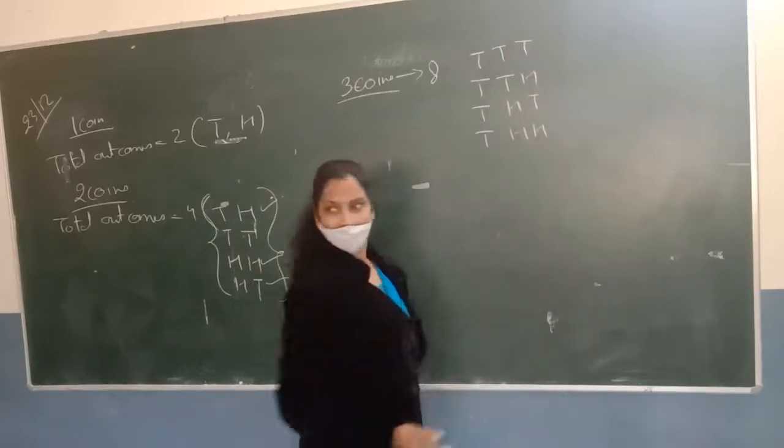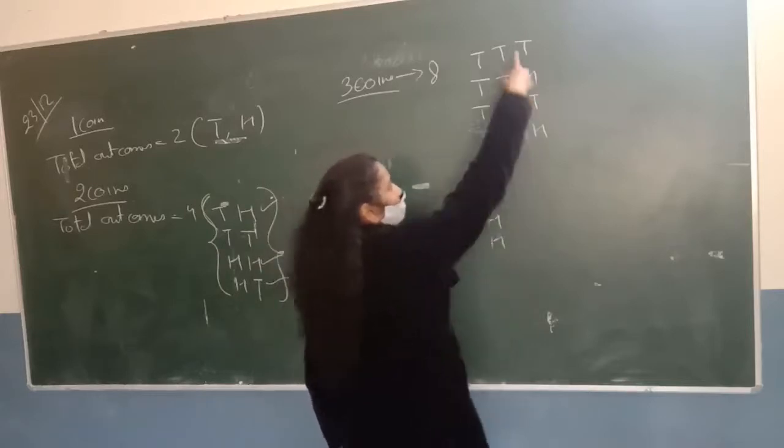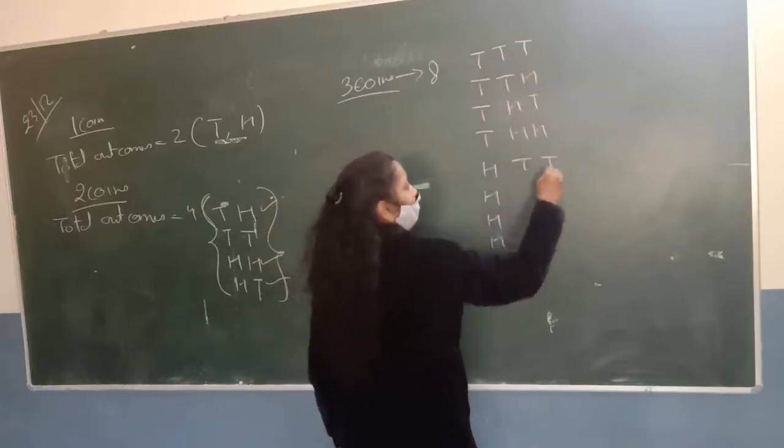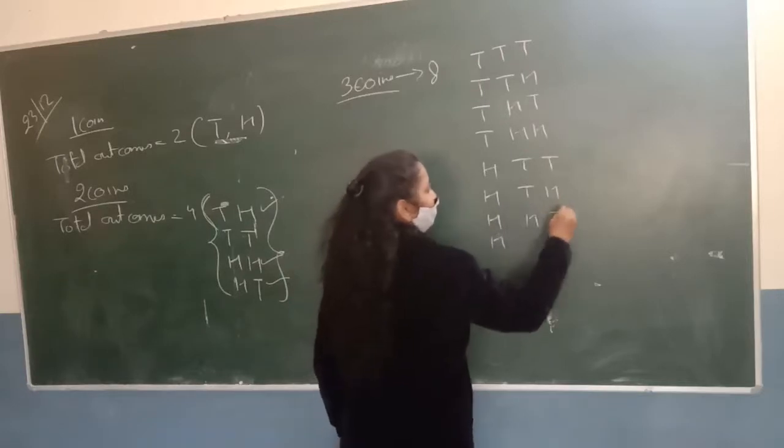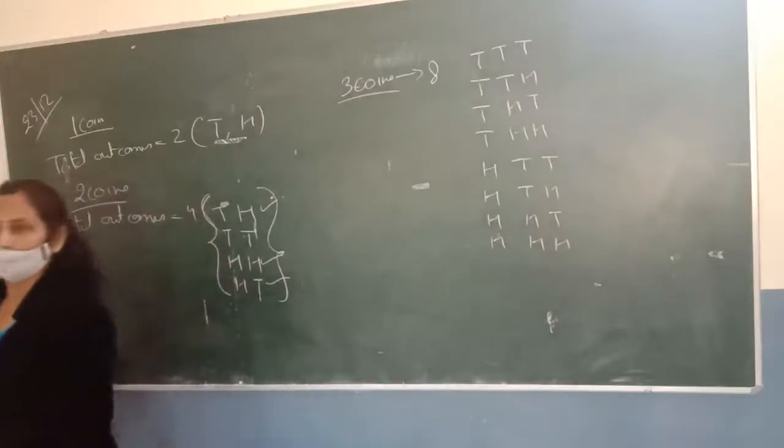Now next 4 times you can write here the head. 4 बार head लिख दिया. Now change these outcomes like tail tail, tail head, head tail, and head head. Okay. These are the total outcomes of 3 coins. Please write down this one.